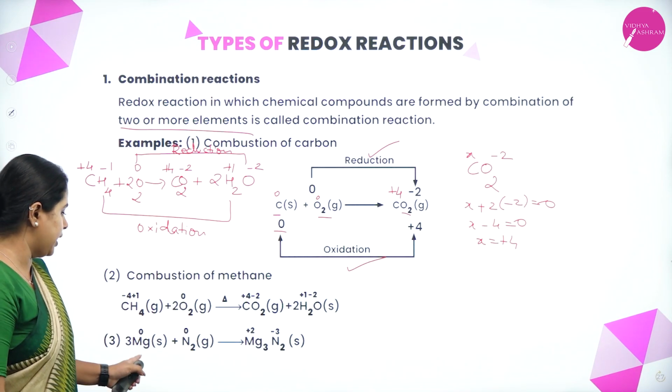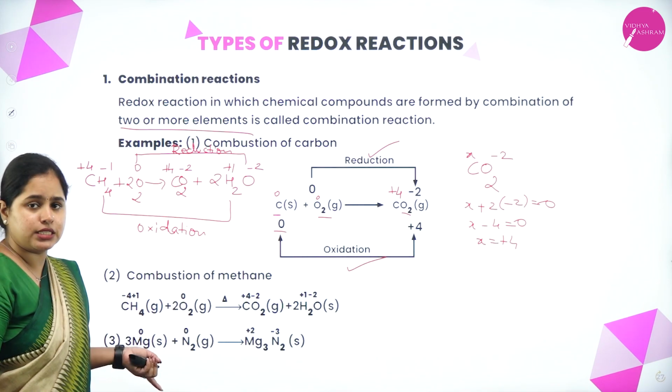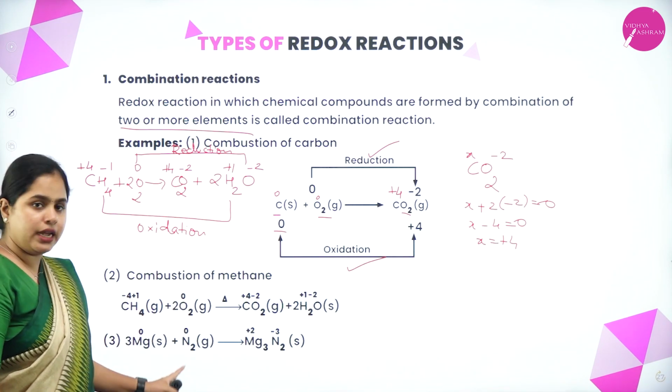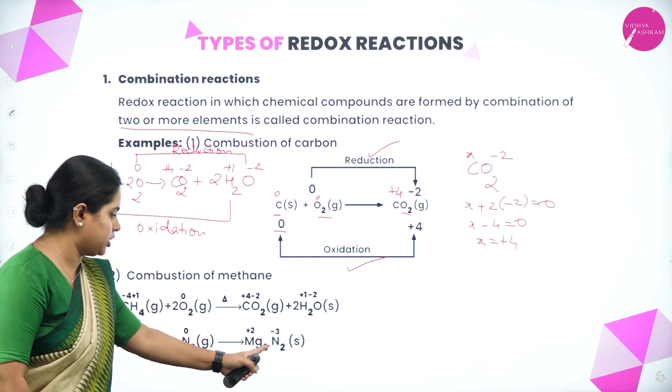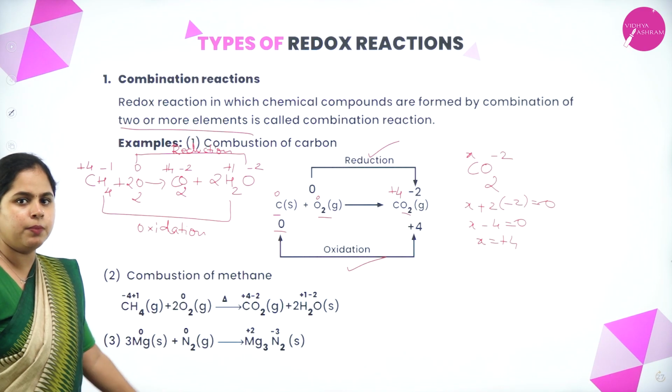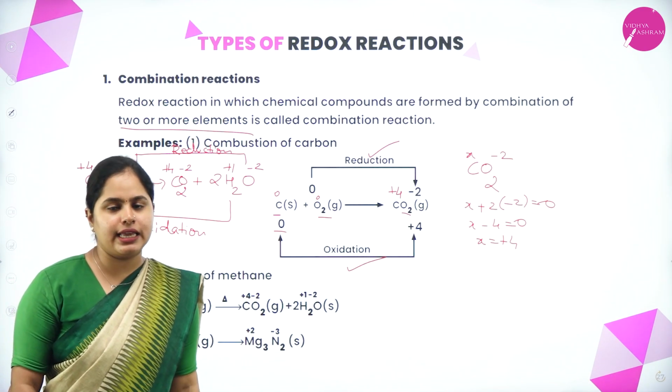And the last example, 3Mg plus N2 giving Mg3N2. So here also magnesium, it's elementary state, so it is 0. Nitrogen also N2, so it is 0. And here if we calculate nitrogen, it is -3 and magnesium, it will be +2. Magnesium, we already know it is +2 because it is an alkaline earth metal.